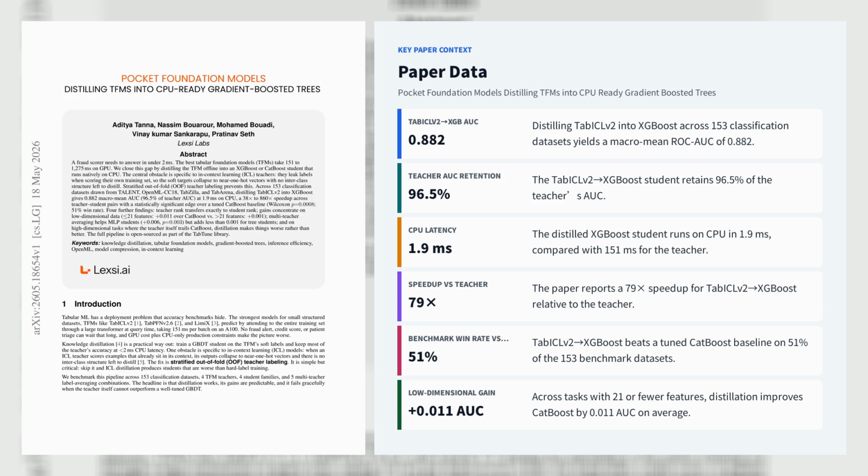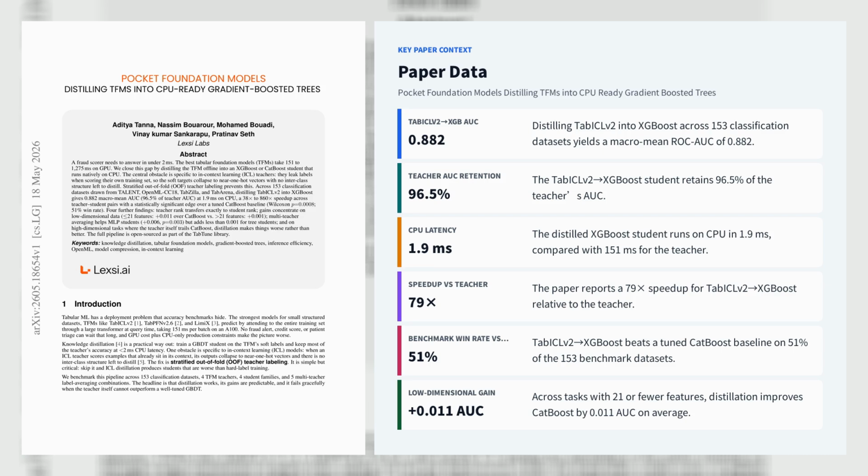Across 153 classification datasets from TALENT, OpenML-CC18, TabZilla, and TabArena, TabICLv2 to XGBoost reaches 0.882 macro mean ROC AUC, retaining 96.5% of the teacher's AUC while running in 1.9 milliseconds on CPU versus 151 milliseconds on GPU for the teacher, a 79 times speedup, and 38 times to 860 times across all teacher-student pairs. This student beats a tuned CatBoost baseline on 51% of datasets with a Wilcoxon p-value of 0.0008.